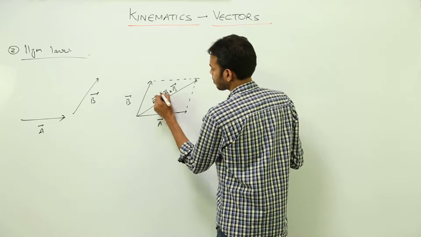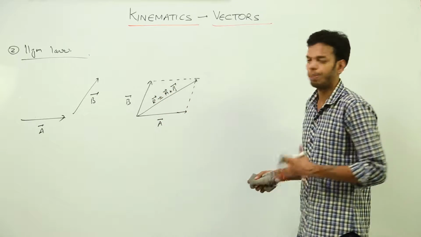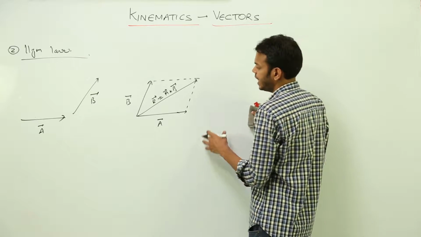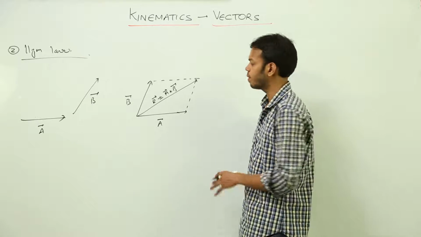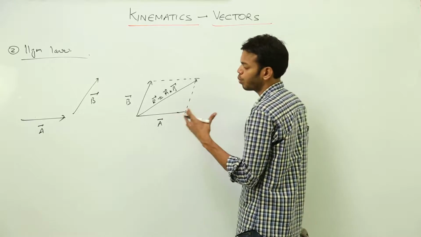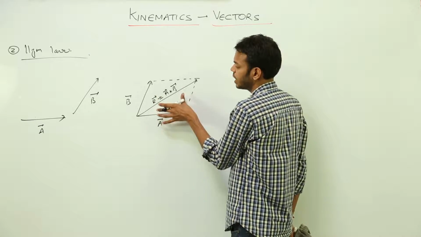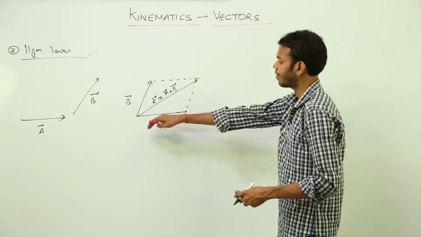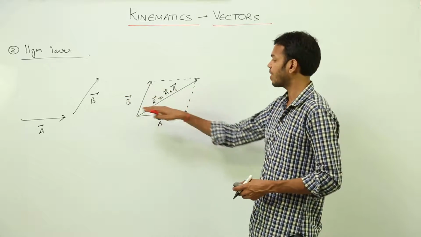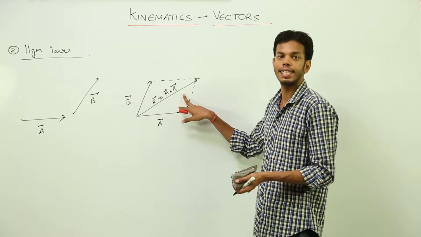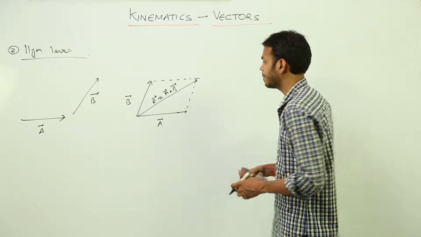This is the law. Now how do we prove it? This is the law actually, we don't have to prove anything in the law. This is the law that this will be the resultant. That means whatever net effect A and B will produce, the same effect will be produced by the resultant, which is the diagonal of the parallelogram, right?